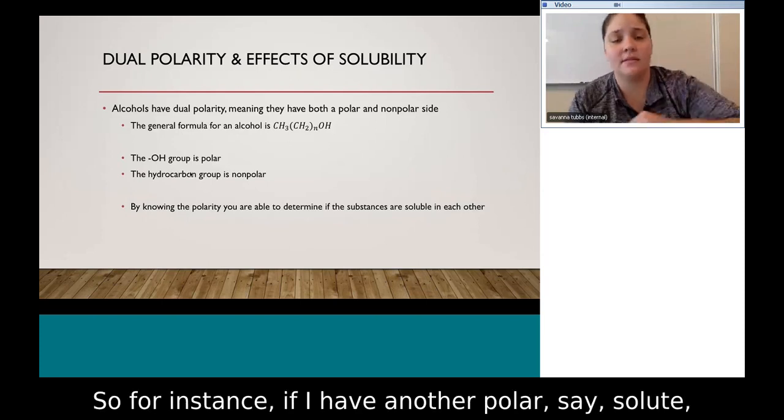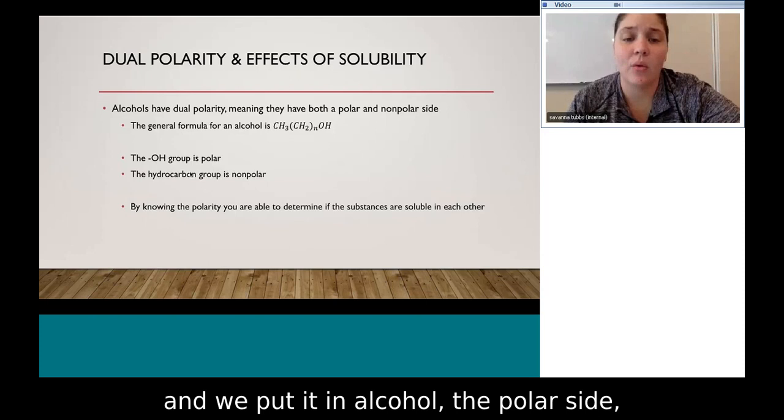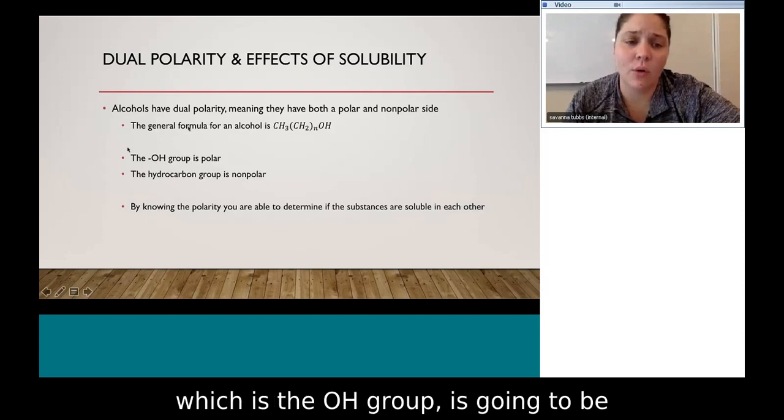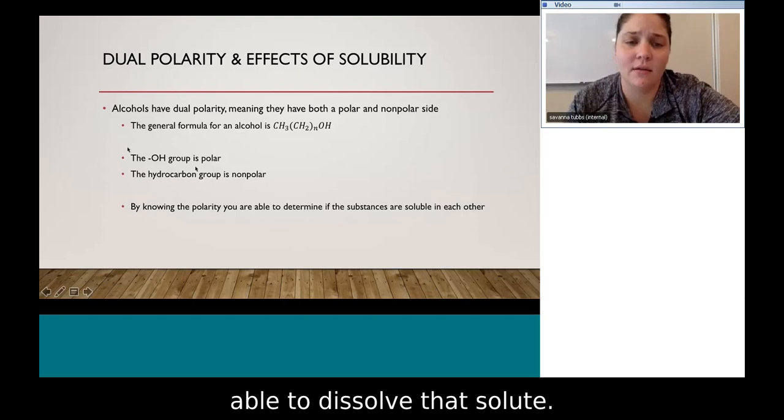By knowing the polarity, you are able to determine if a substance is soluble within each other. So for instance, if I have another polar solute and we put it in alcohol, the polar side, which is the OH group, is going to be able to dissolve that solute.